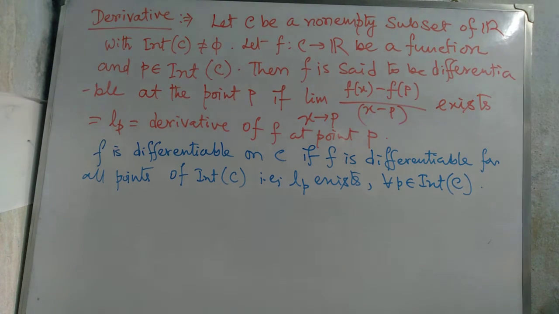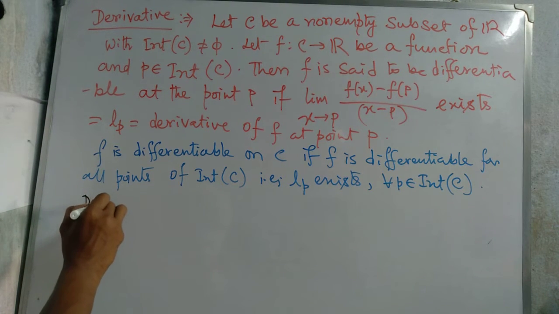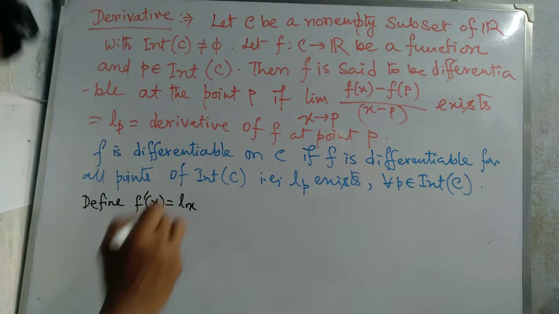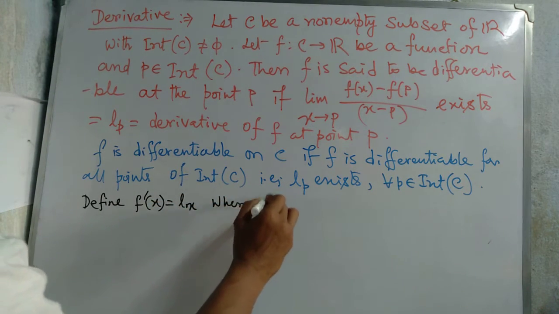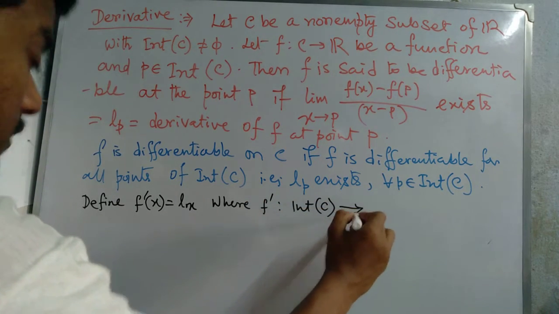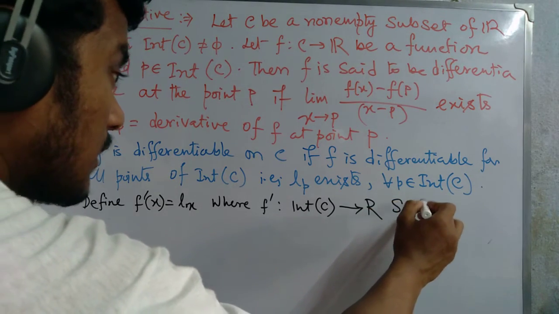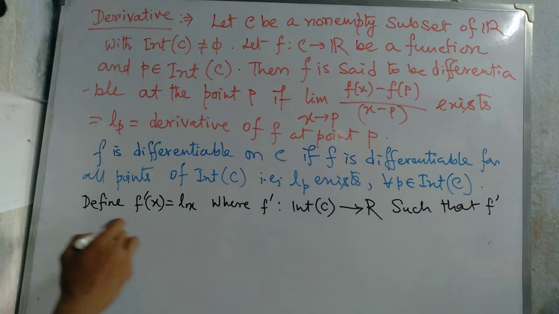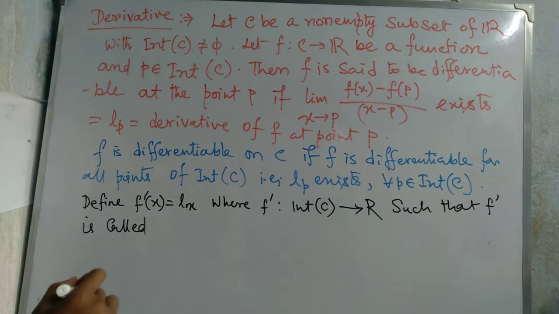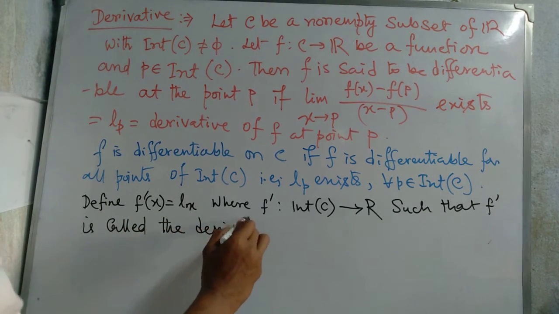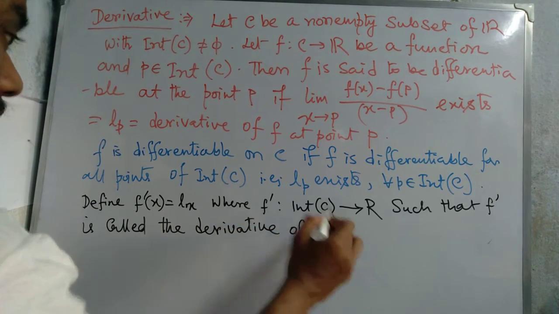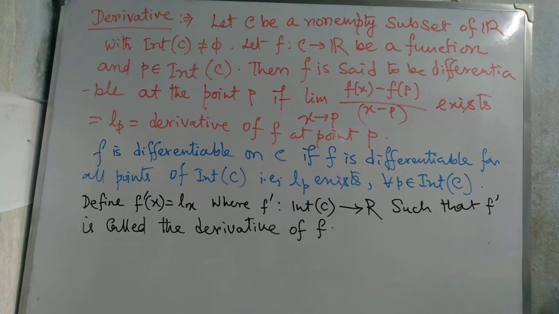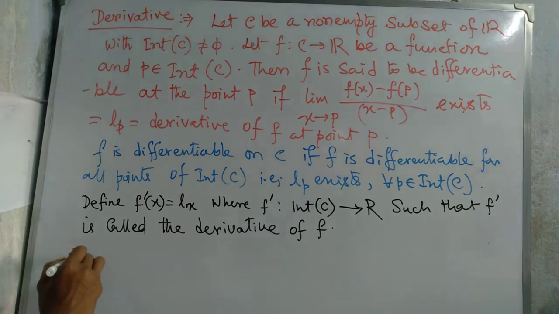Then define f dash x equal to L(x), where f dash x is a function from interior of C to R, such that f dash x is called the derivative of f. That means here we define f dash x equal to L(x), and f dash x is called the derivative of f.